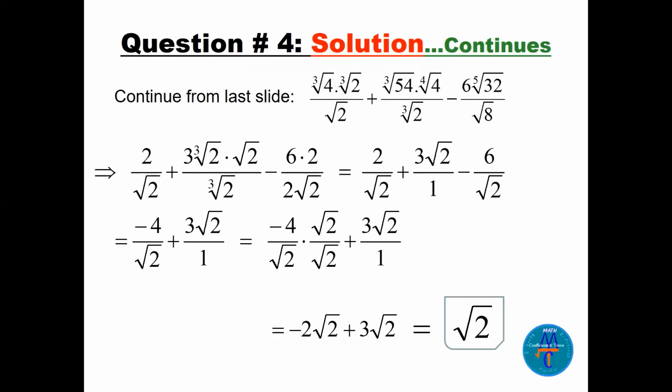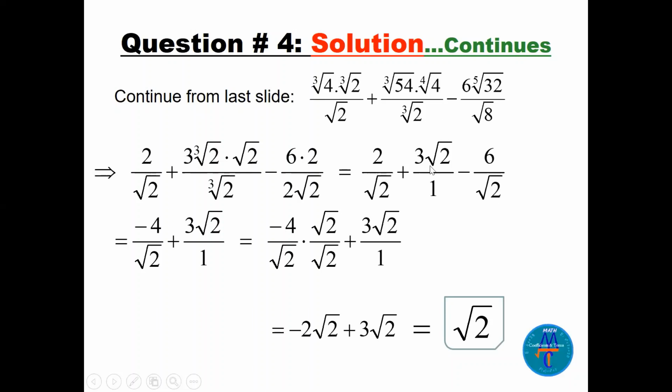Okay, let's see here. So this one is 2. See, that's cube root of 8. This is 2. And this one, we cancel this cube root. So we are left with only 3 square root of 2 over 1. 6 times 2 over 2. 2 is cancelled, 6 over square root of 2.